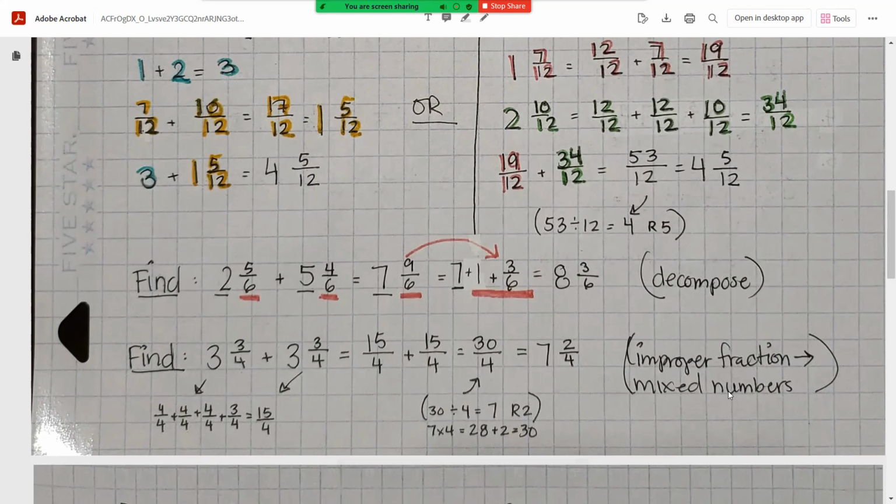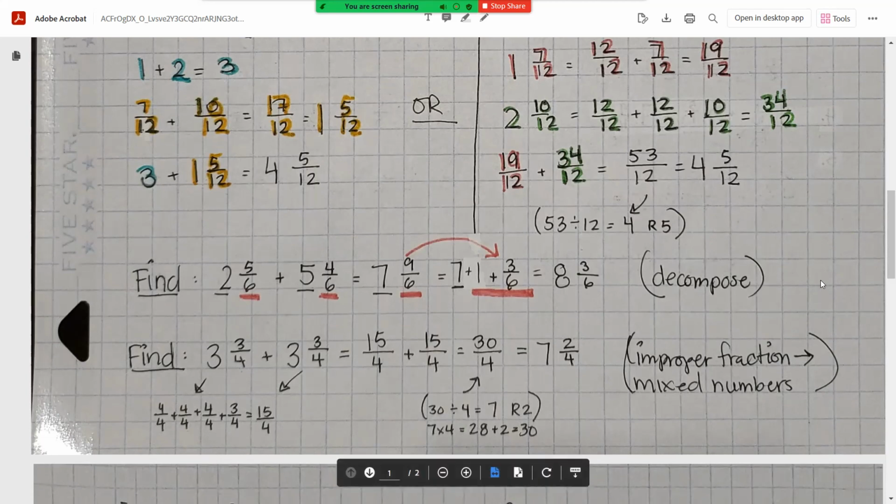Let's try another example. Let's find 2 and 5/6 plus 5 and 4/6. So if I'm going to be adding them together, my 2 plus 5 is going to give me 7. My 5/6 plus 4/6 is going to give me 9/6. 9/6, I can rewrite it as 1 and 3/6. So 7 whole plus 1 plus 3/6 gives me 8 and 3/6 if I did it using my decomposing strategy.